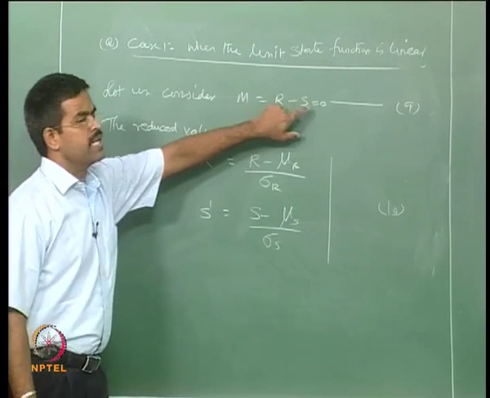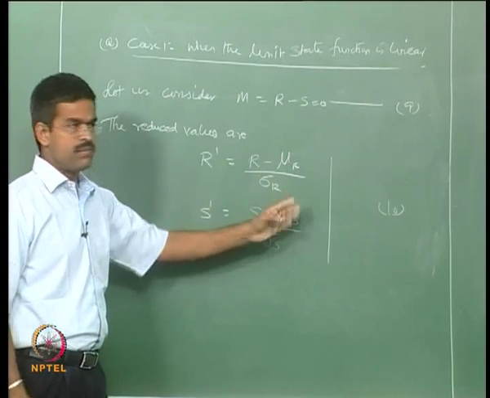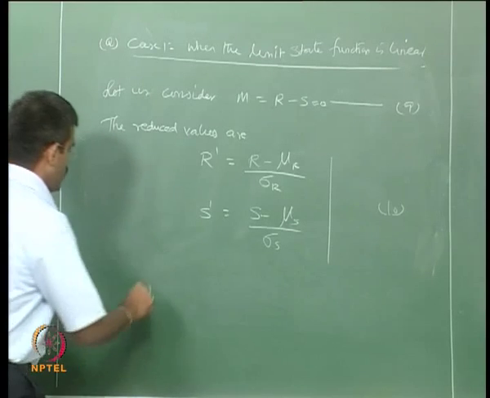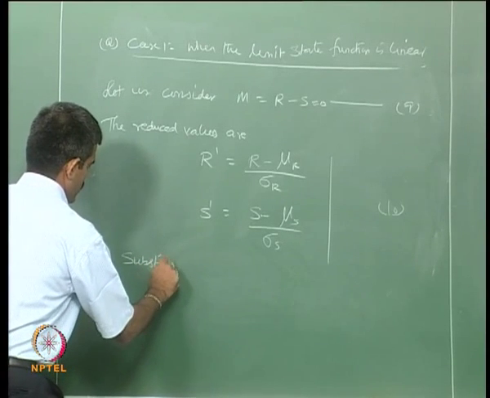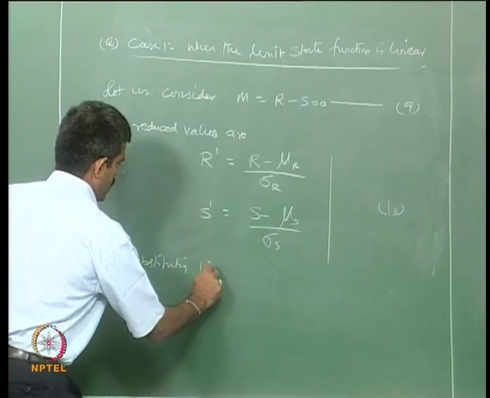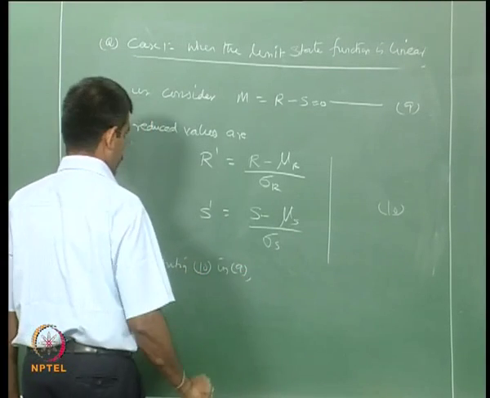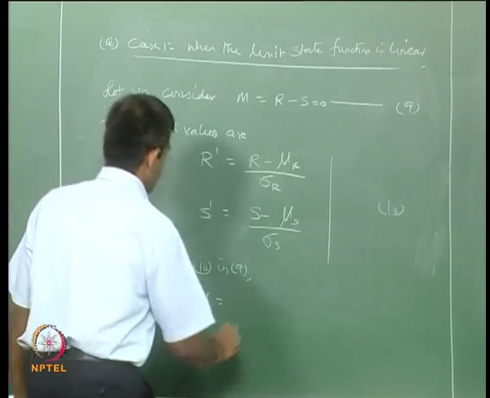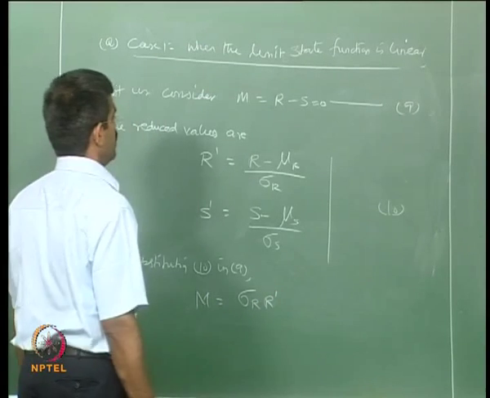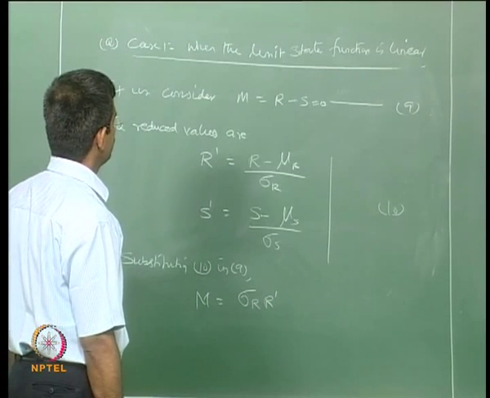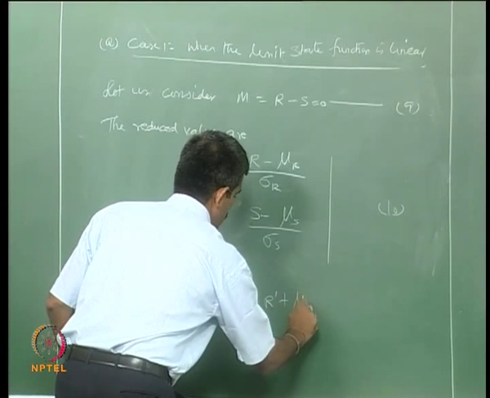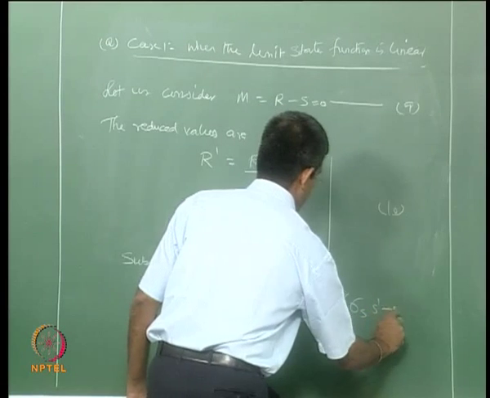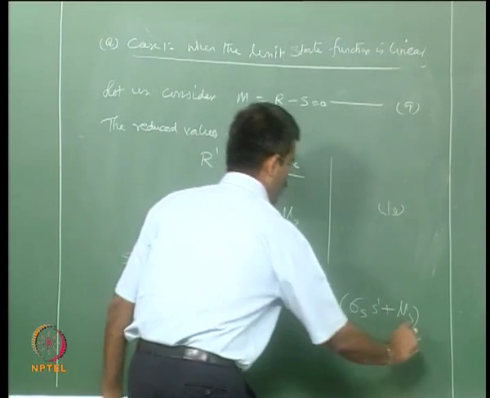So, I must substitute r and s here. I have r and s here. Rearrange these terms, I can rewrite m. Now, substituting 10 in 9, m can be rewritten as sigma r r dash plus mu r minus sigma s s dash plus mu s. Call this equation number 11.